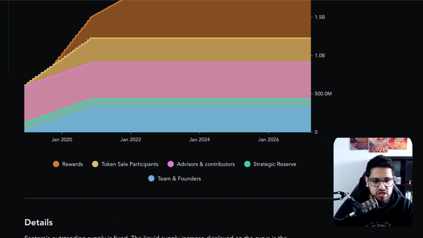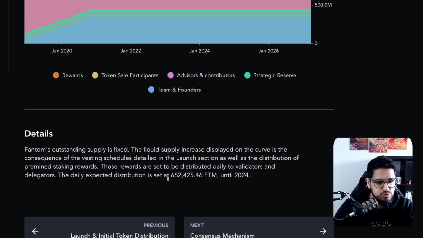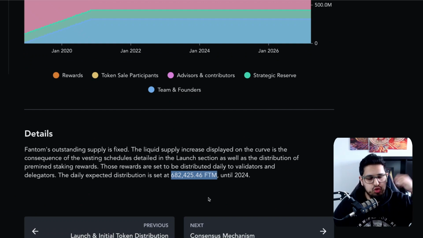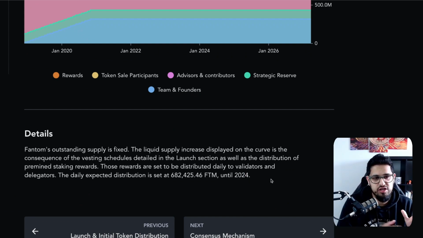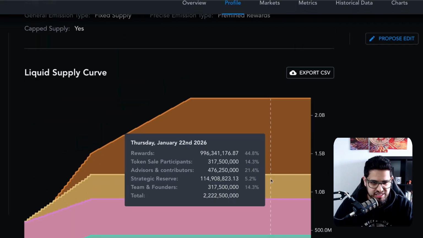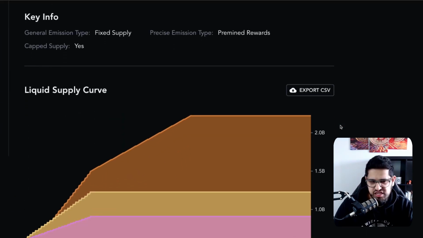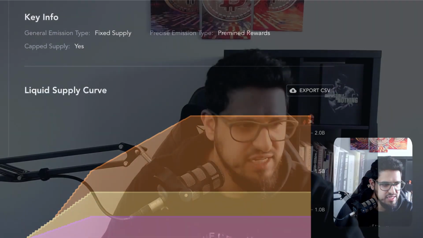Now, currently, at the time of recording, the daily expected distribution of Fantom is 682,000 Fantom released daily into the market until 2024. And this is the kicker, right? So everything is looking pretty good. We've got 80% circulating supply, a fair split between the team, nothing to complain about. But the end point is the worrying point. And the worrying point is that this supply is going to run out by 2024. And so we're sitting here in 2022. We've probably got about a year and a half till we have to start worrying about this. But the Fantom team have to worry about it now. And that is that these tokens will run out.